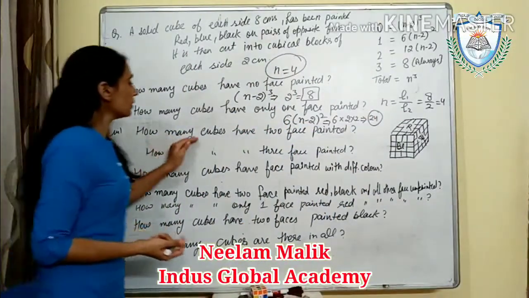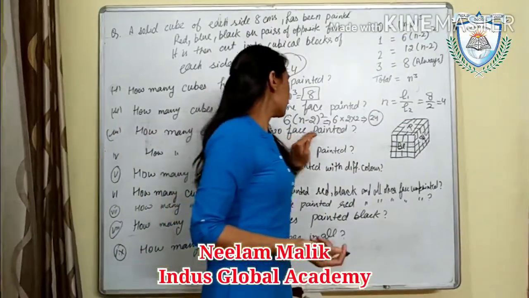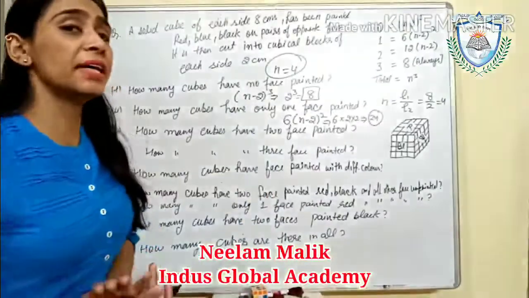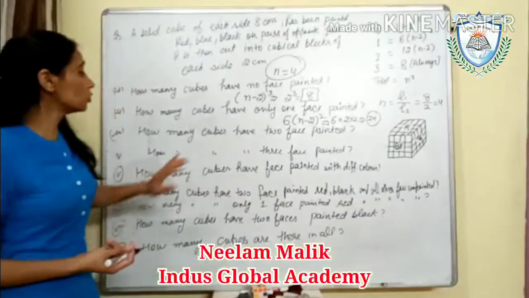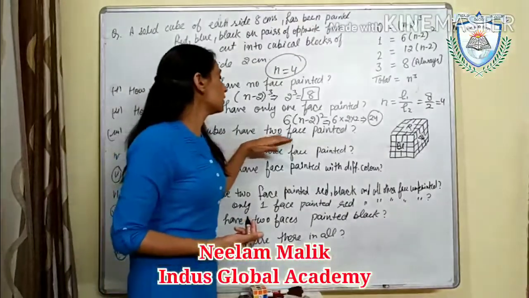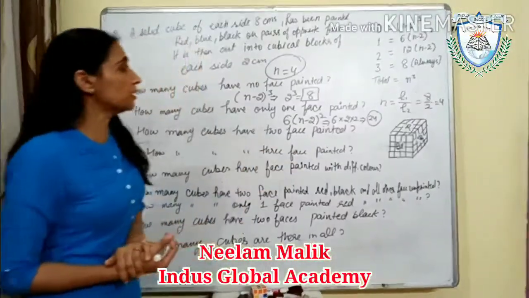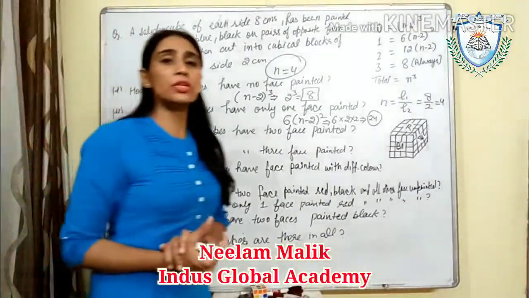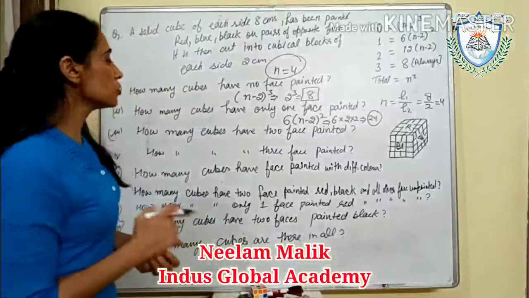Now the third one: how many cubes have two faces painted? Here they are also not talking about a particular color. They just want to know how many cubes have two faces painted. And the formula for two faces painted is 12 into n minus 2.